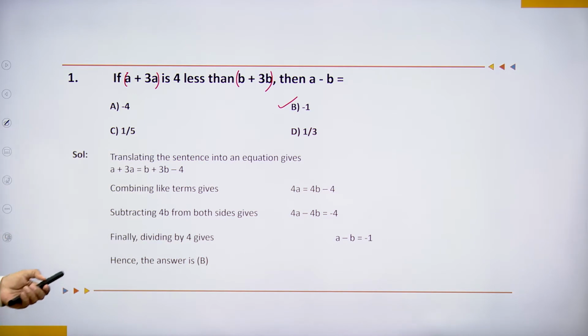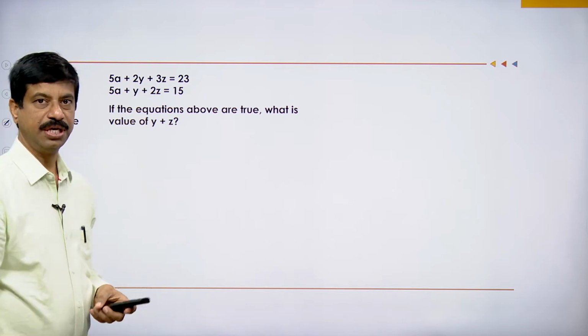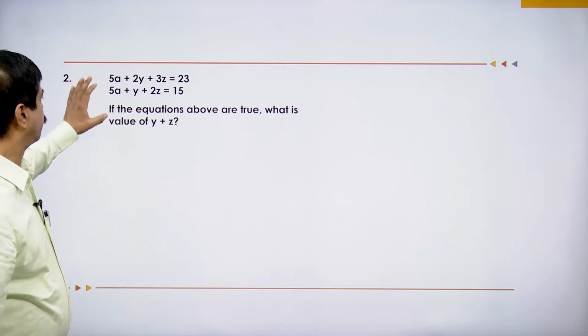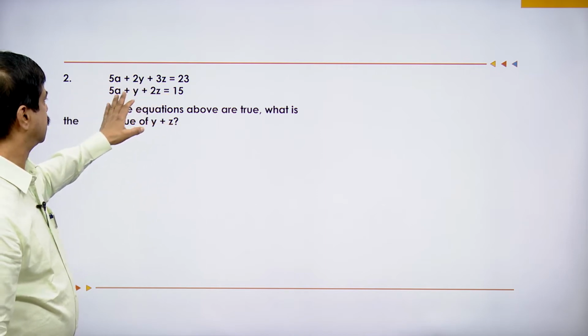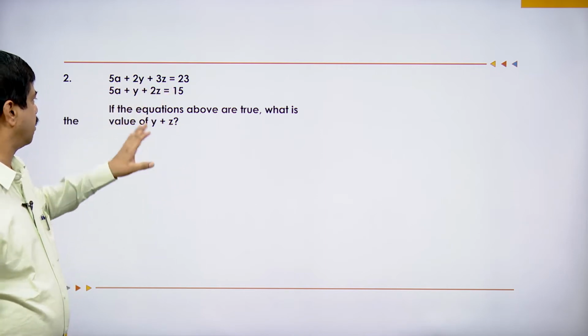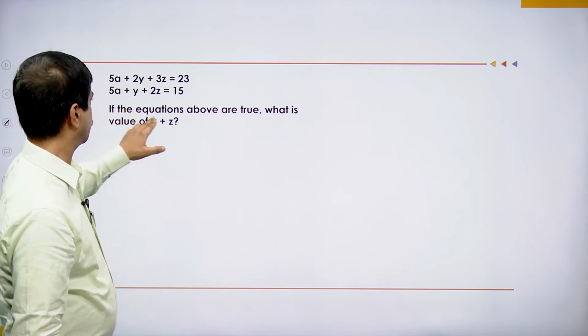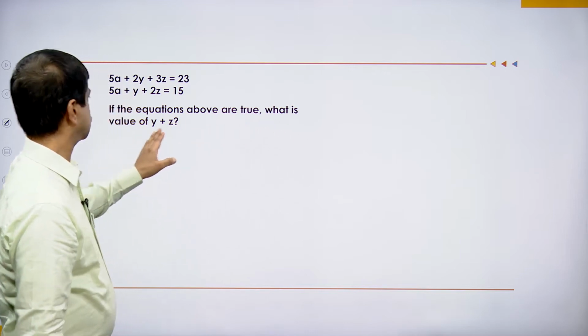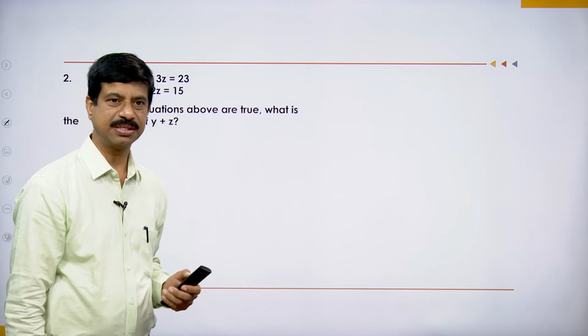Okay, let's move to the next question. Look at this. Here we have three variables. So x, y, z, these are the three variables we have. These are the two equations that are given. If the equations above are true, what is the value of y plus z? He is asking to find out the value of y plus z.